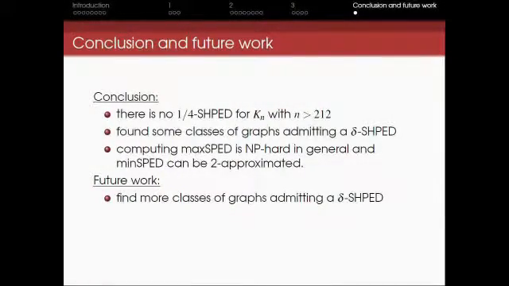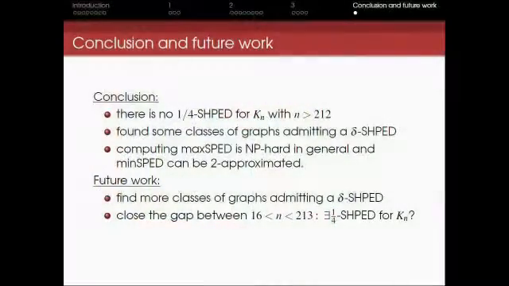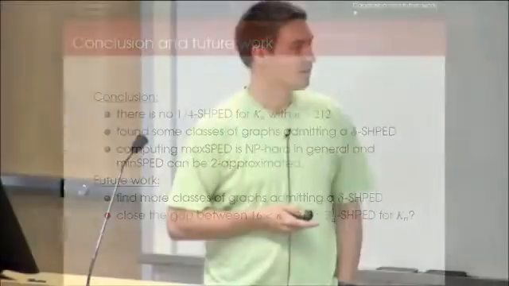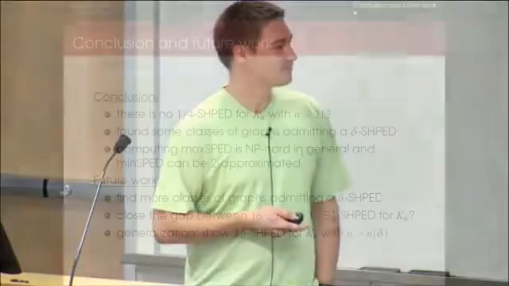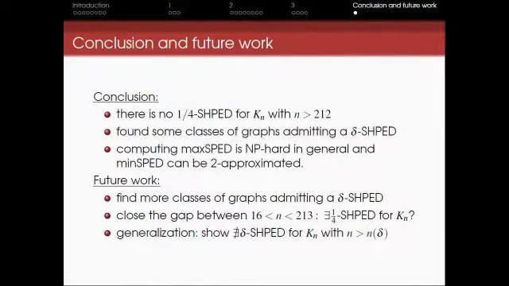For the future, we want to find more classes of graphs admitting a delta SPAD, and we want to close the gap between 16 and 212 vertices. As we saw in the picture on one of the first slides, it might be possible to improve the bound to 17, but it seems to be very, very hard. And of course, we want to generalize this concept, not to have a ratio of a quarter, but a general ratio.